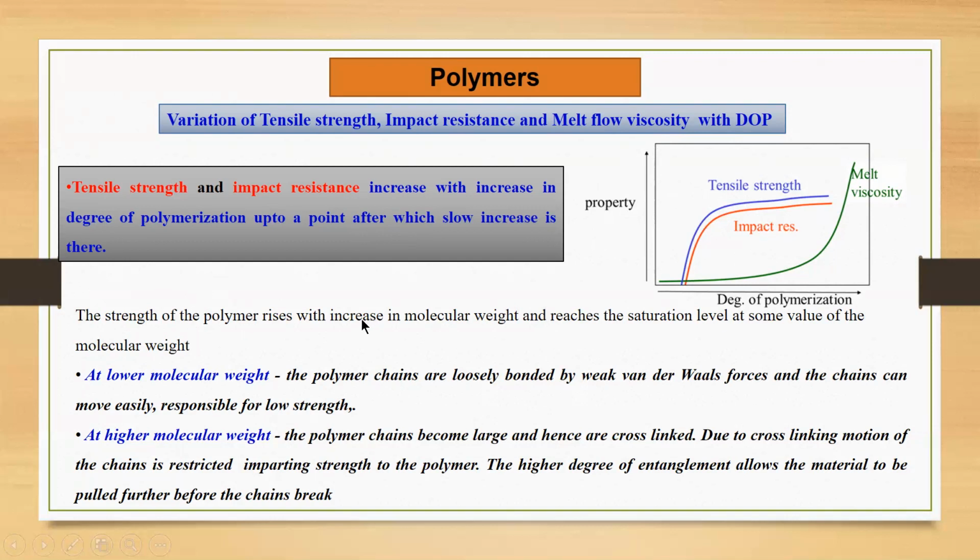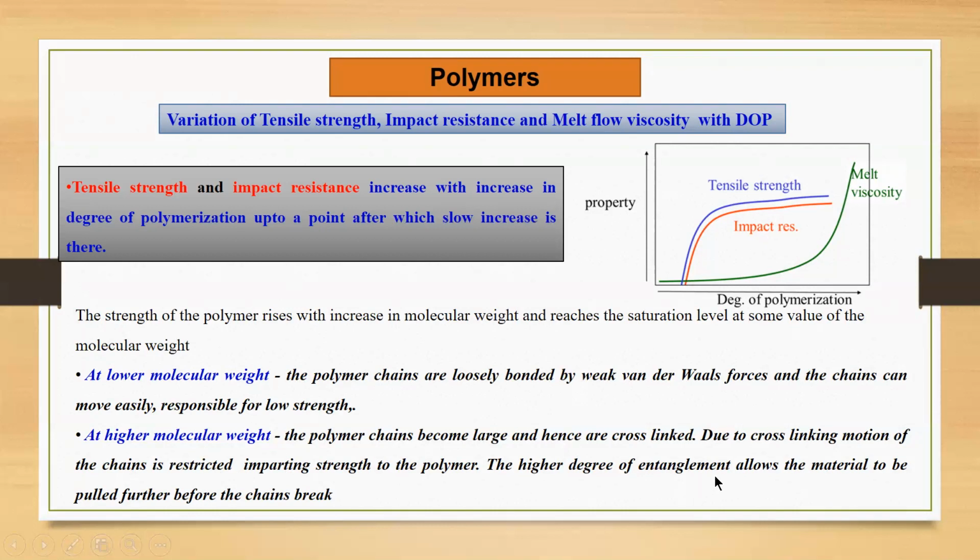The strength of the polymer rises with increase in molecular weight and reaches a saturation level at some value of molecular weight, and the degree of polymerization is directly related to molecular weight, obviously. When the molecular weight is lower, the polymer chains are loosely bonded by weak van der Waals forces, and the chains can move easily, which is responsible for the low strength. Whereas at higher molecular weights, the polymer chains become large and there is cross-linking amongst these chains. When there is cross-linking, the motion of the chains is restricted.